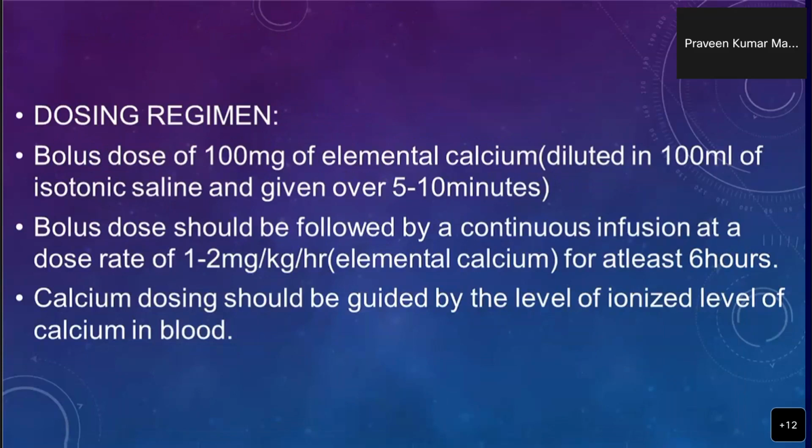Coming to the dosing regimen for hypocalcemia treatment, it is a bolus dose of 100 milligrams of elemental calcium, diluted in 100 ml of isotonic saline and given over 5 to 10 minutes. The bolus dose has to be followed by a continuous infusion at the dose rate of 1 to 2 milligrams per kg per hour. The calcium dosing has to be guided by the level of ionized calcium in the blood.